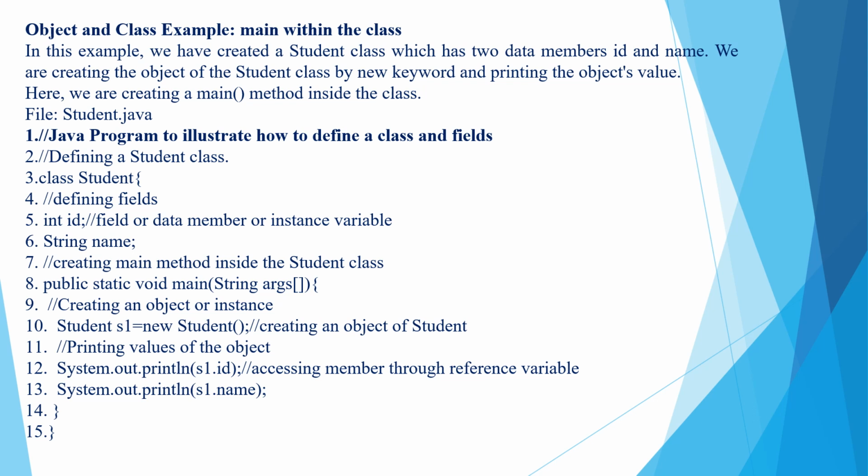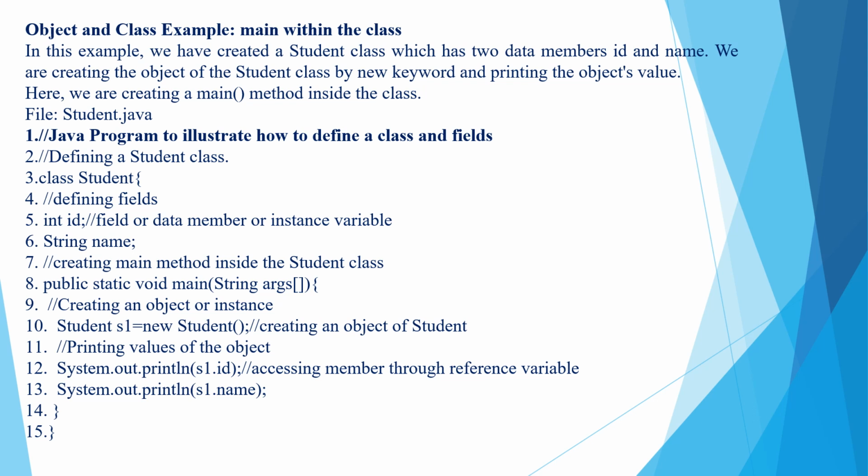Now within the main method, we are creating an object. We have to have the class name followed by the object name. The class name is Student, the object name is s1, and we need to allocate memory, so I'm using the new keyword: new Student(). So we have created an object of Student, and the name of the object is s1.